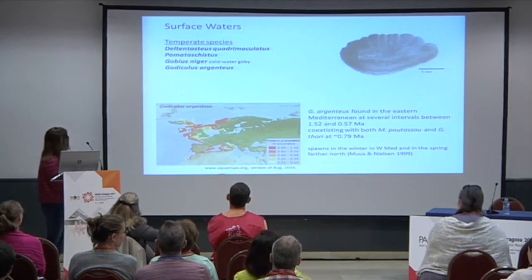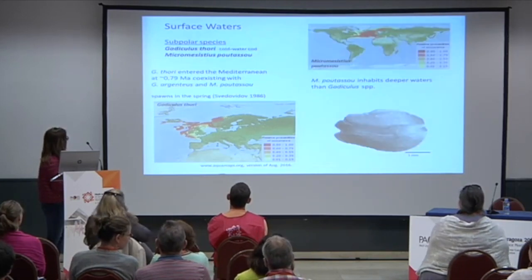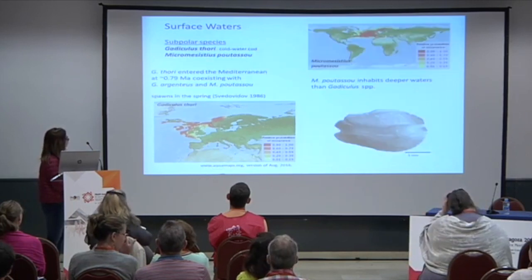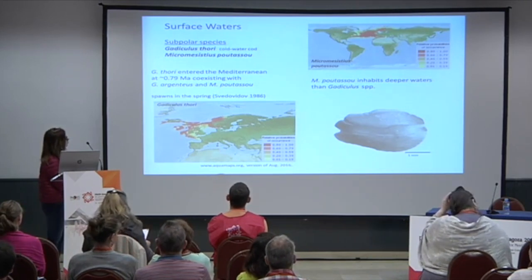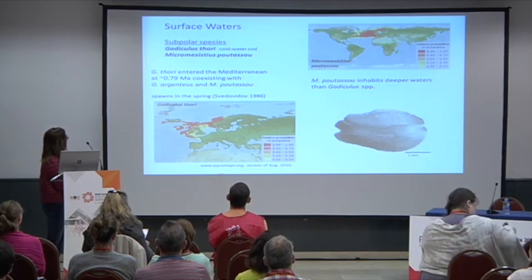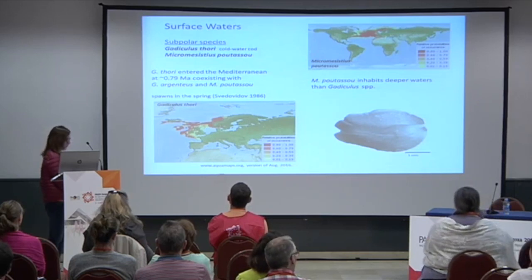Also, these are from the cods. And we have found that, okay, this here. Also, all three cods, the cold water Gadiculus thori, which is North Atlantic, Micromesistius poutassou, not in the Eastern Mediterranean, just the North Aegean, and Gadiculus argenteus, are all found together at 0.79 million years in Rhodes.